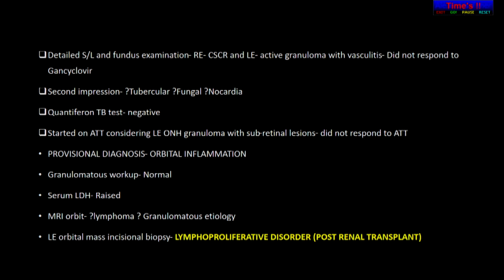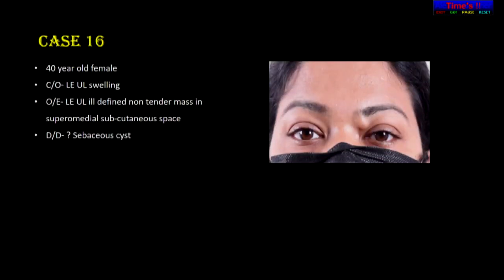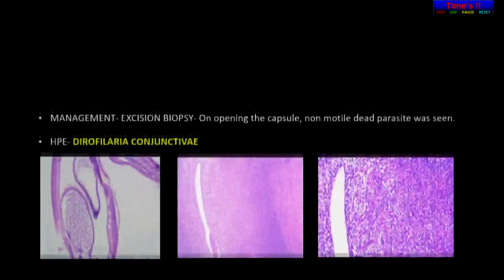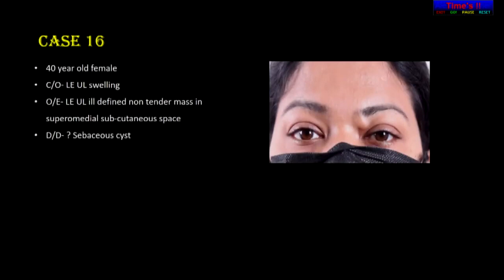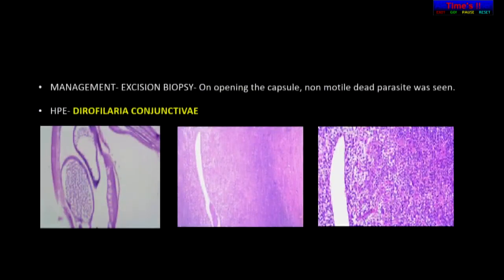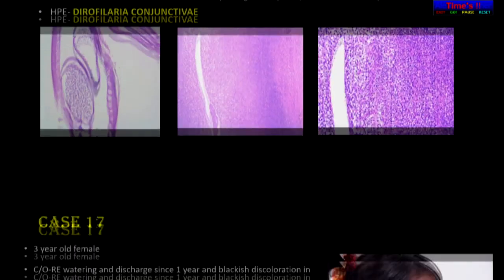So we have to always keep in mind that it's not just an ordinary inflammation. These immunocompromised patients can also have a post-renal transplant lymphoproliferative disorder. So the last case is a 40-year-old female with left eye upper lid swelling. She underwent complete excision of the mass. We thought it was a sebaceous cyst, but finally it turned out to be dirofilariasis.